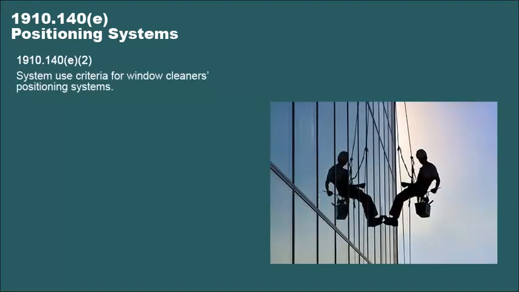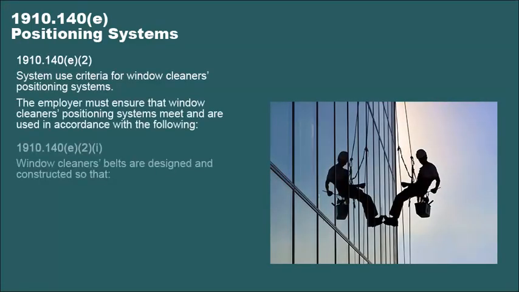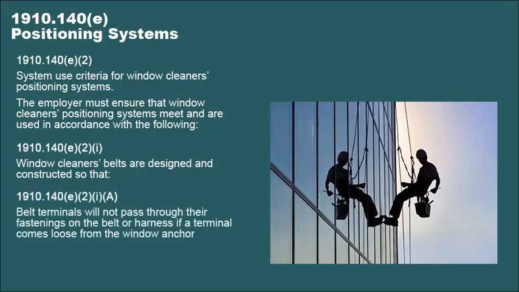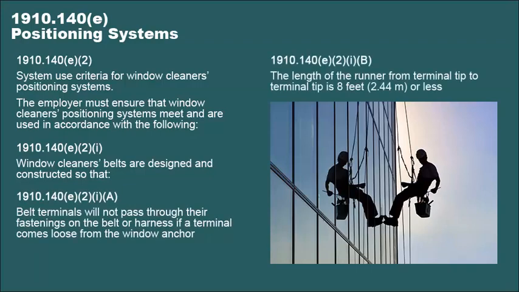The employer must ensure that window cleaners' positioning systems meet and are used in accordance with the following. Window cleaners' belts are designed and constructed so that if a terminal comes loose from a window anchor, a belt terminal shall not pass through the fastening on the belt or harness, and the runner from the terminal tip to terminal tip is 8 feet or less in length.